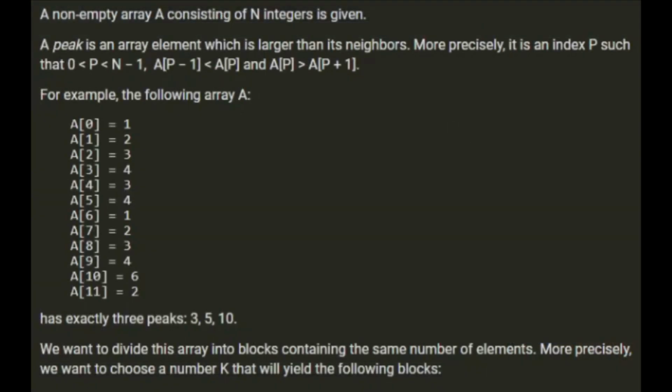Okay, a non-empty array A consisting of n integers is given. A peak is an element in the array which is larger than its neighbours. More precisely, it's a number P between 0 and n minus 1, where A[P minus 1] is less than A[P] and A[P] is greater than A[P plus 1]. So for example, in the following array, the peaks I think will be there because 4 is surrounded by 3 either side there. So we've got 3, 5 and 10. Yeah, 3, 5 and 10.